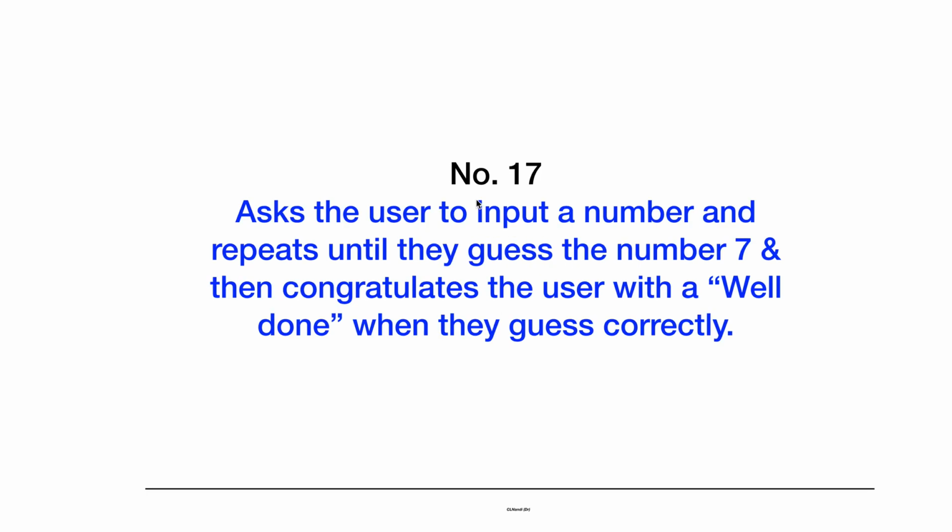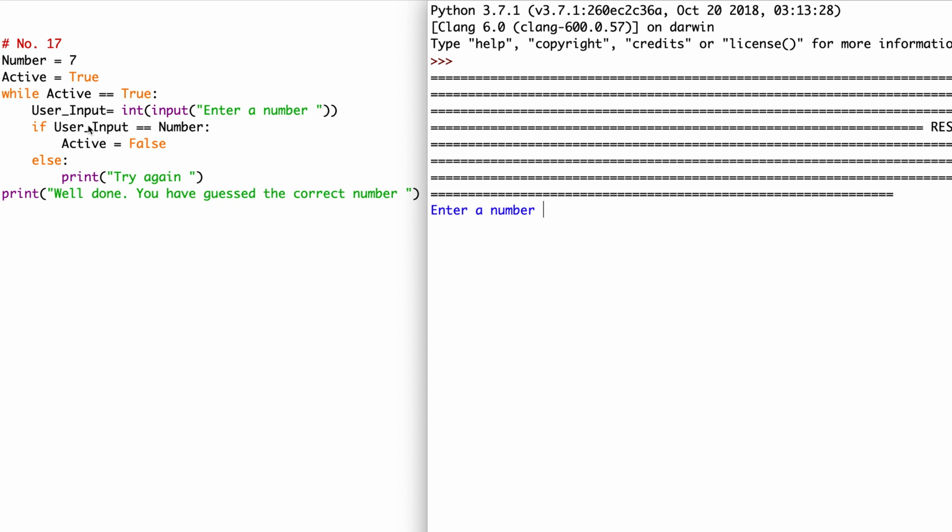So, for number 17, write a program which asks the user to input a number and repeats until they guess the number 7, and then congratulates the user with a well done when they guess correctly. Let us look at number 17. Now, let us look at how number 17 runs first of all.